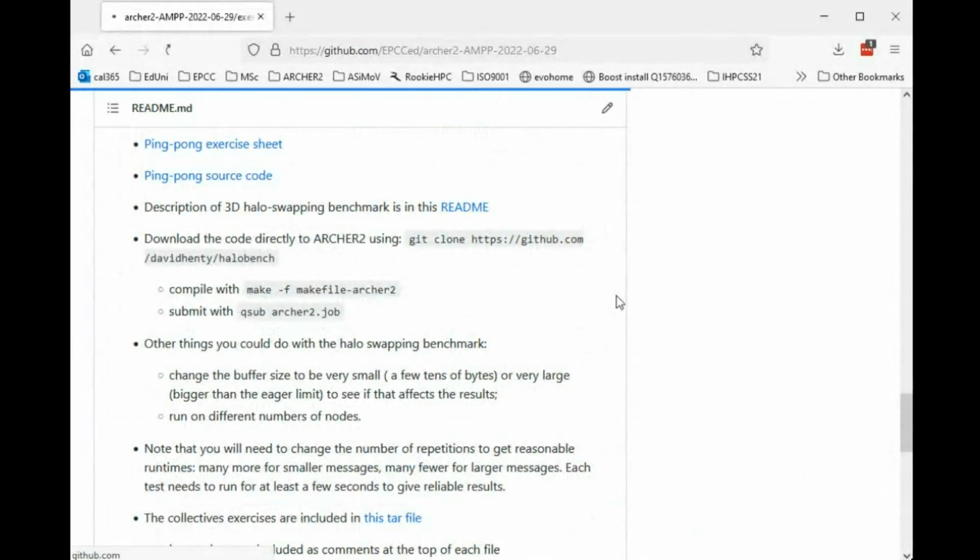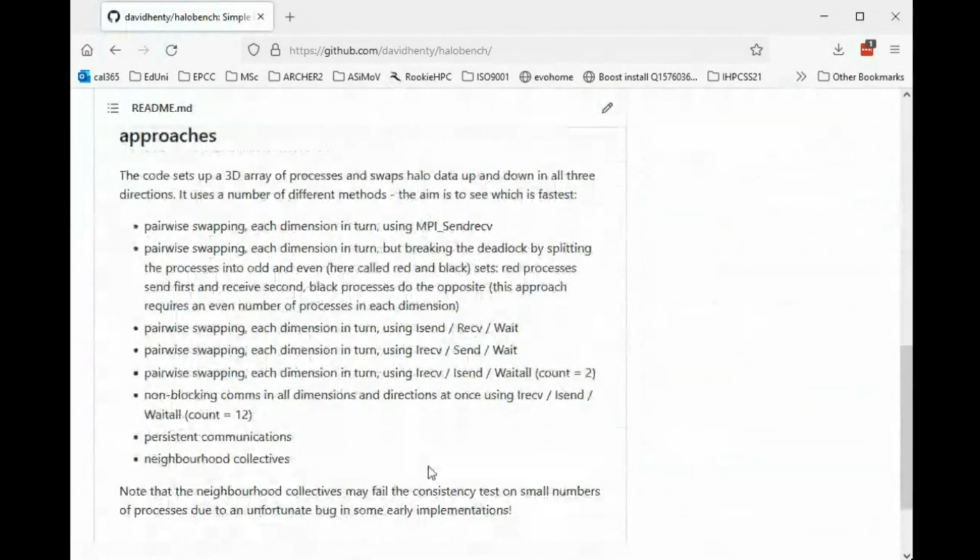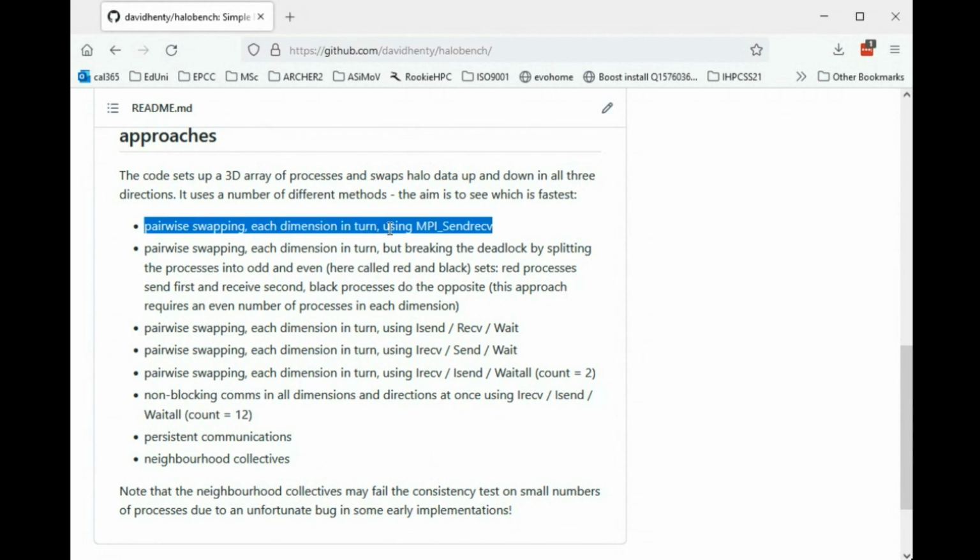If I go there, you'll see that what it does is it sets up a 3D array of processes and swaps halos up and down in all 3 directions. And it implements a lot of these things, so you can see whether they're beneficial. The first thing it does is pairwise swapping each turn using send receive, and there you might imagine that you would suffer from late sender or late receiver because you're imposing an ordering.